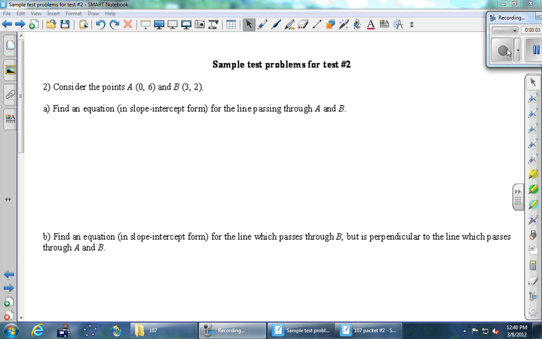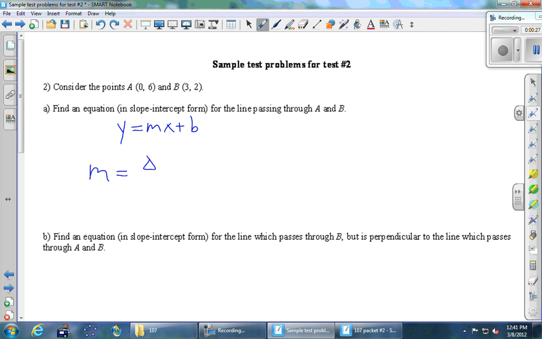This is problem number 2 on the sample test problems for test number 2. Consider the points A (0, 6) and B (3, 2). Part A: find an equation in slope-intercept form for the line passing through A and B. Slope-intercept form is y equals mx plus b. M is the slope, b is the y-intercept. So what we need to do is find that slope.